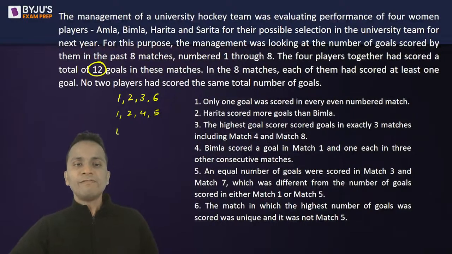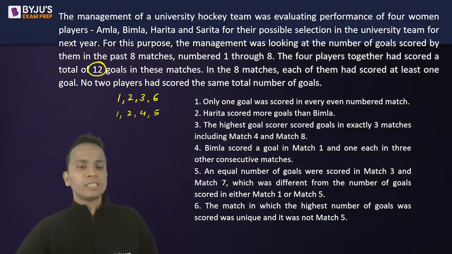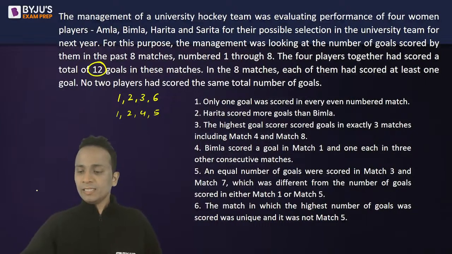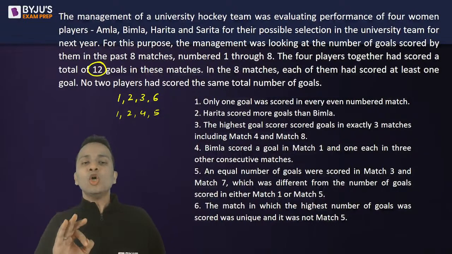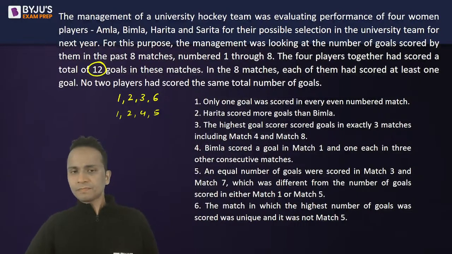Then if I take the smallest numbers as 1 and 3, the remaining is 8. Next number I have to take 4. So the one after that will also be 4, but these two are equal. So this possibility cannot be there, right? Now you will realize after spending another 15-20 seconds that these are the only two possibilities that can be taken, right?